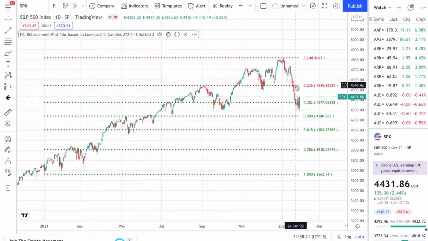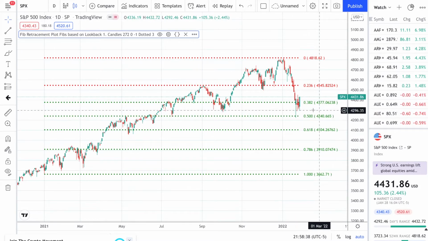We can see the first level, 23.6% at around 4545, was broken right away without any resistance. But the second level, 38.2%, around 4380, looks like a pretty resilient solid support so far. Intraday, it did drop all the way to the 50% level, around 4240, but really only briefly within a day, and it bounced right back.